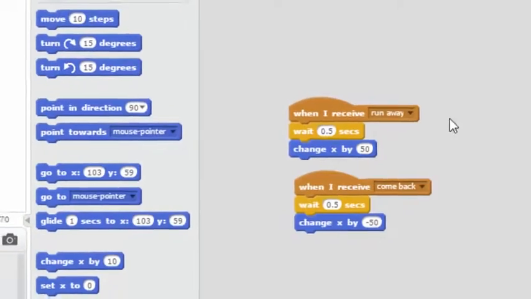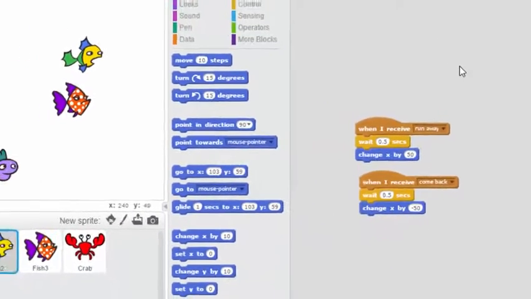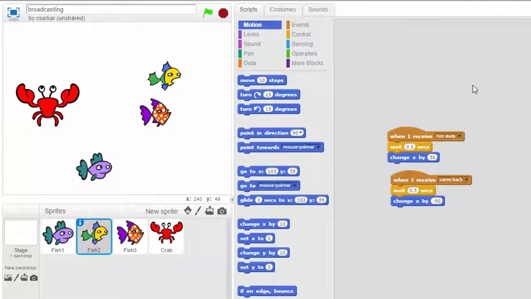These broadcast messages are powerful because we can create a single broadcast message that can cause many actors to act in turn. We're going to ask you to use these broadcast messages now on an exercise that's located in your course materials.